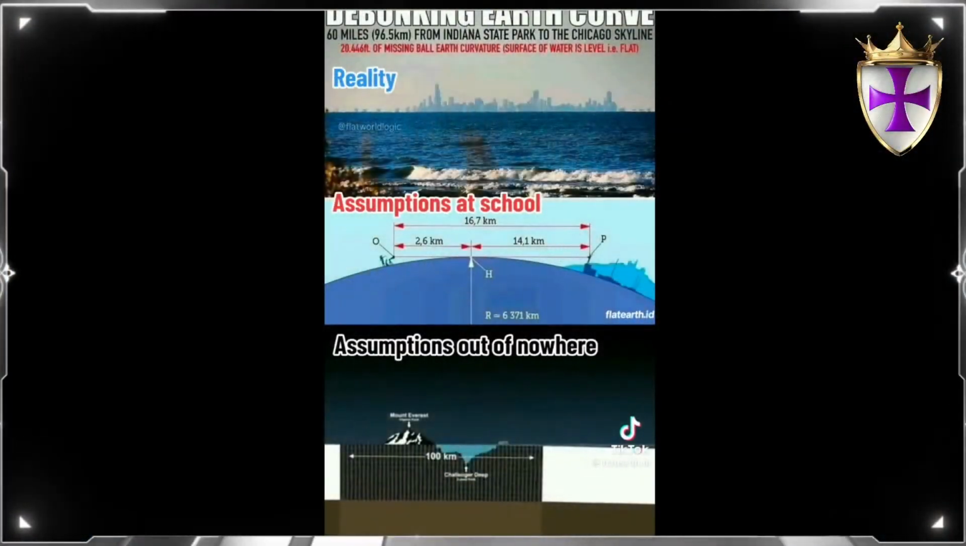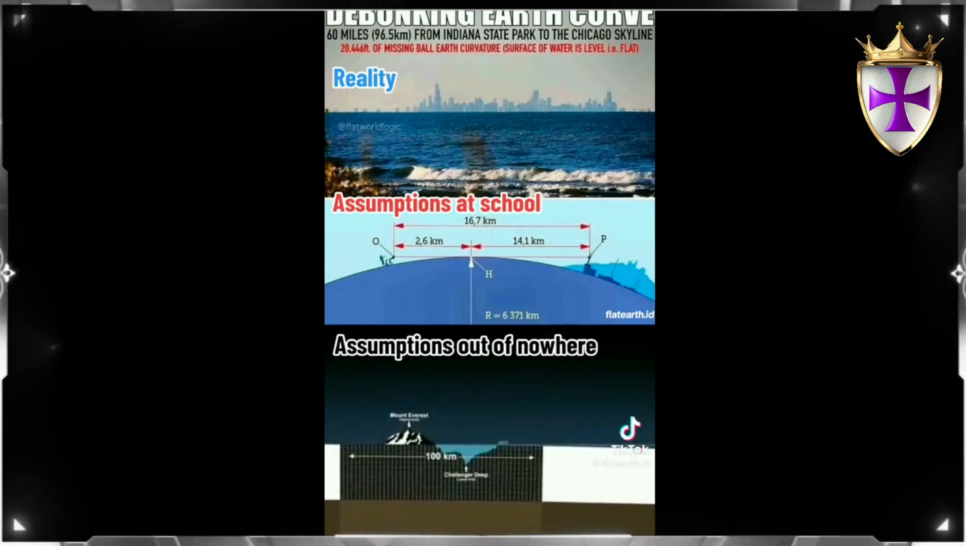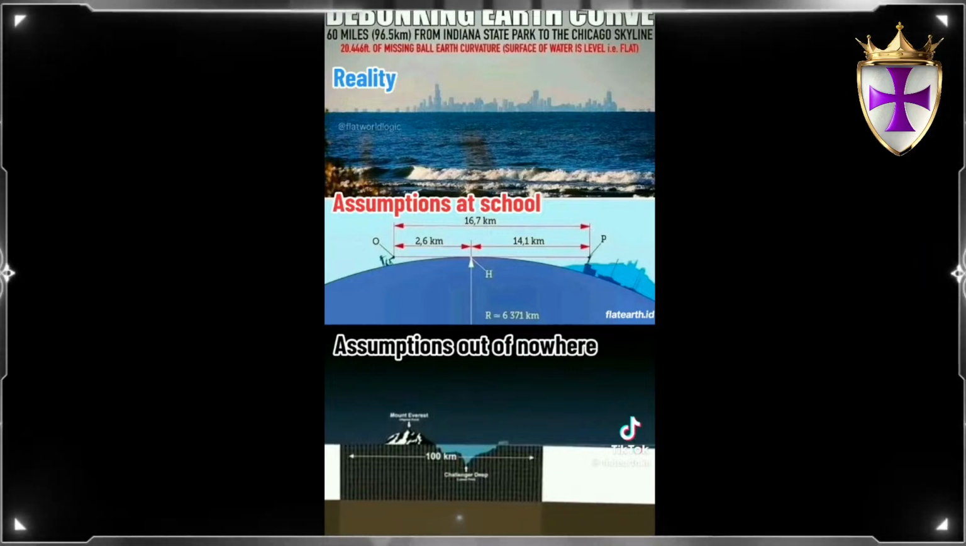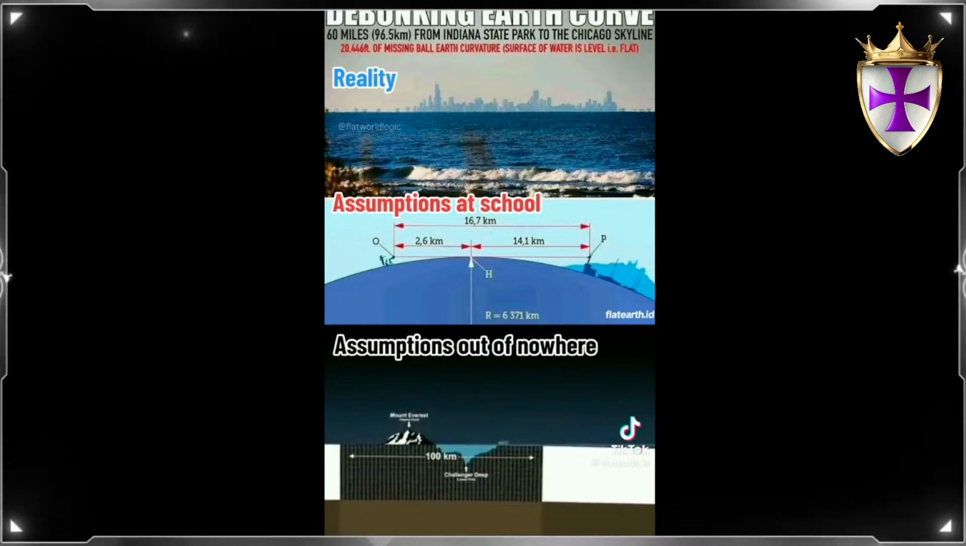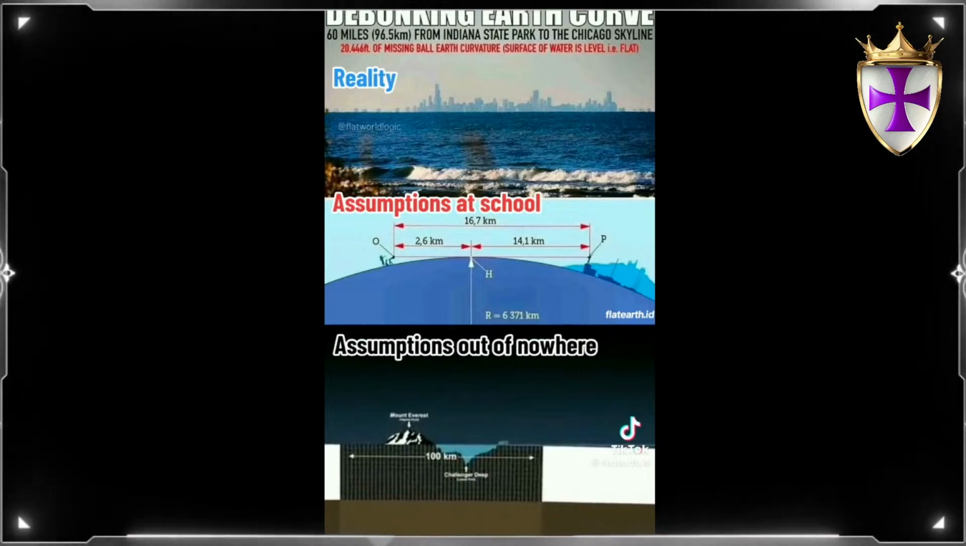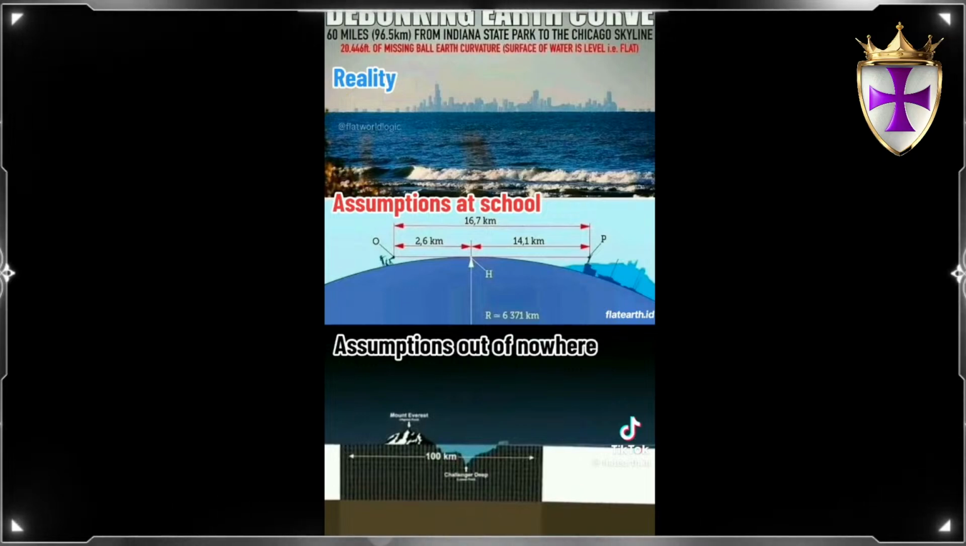I'm going to bring up something here. It's a video, but really the still image says it all. So let's switch over to that. I'm just going to give a brief summary of what it says up here if people can't read this. Debunking Earth curve. This is 60 miles or 96.5 kilometers from Indiana State Park to the Chicago skyline, the city of Chicago's skyline. That's the reality. That's a photograph taken from that distance, 96.5 kilometers away.